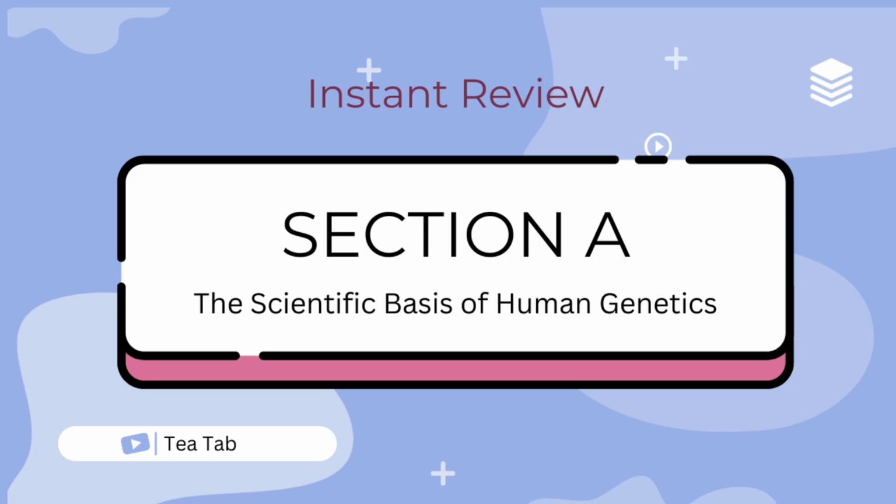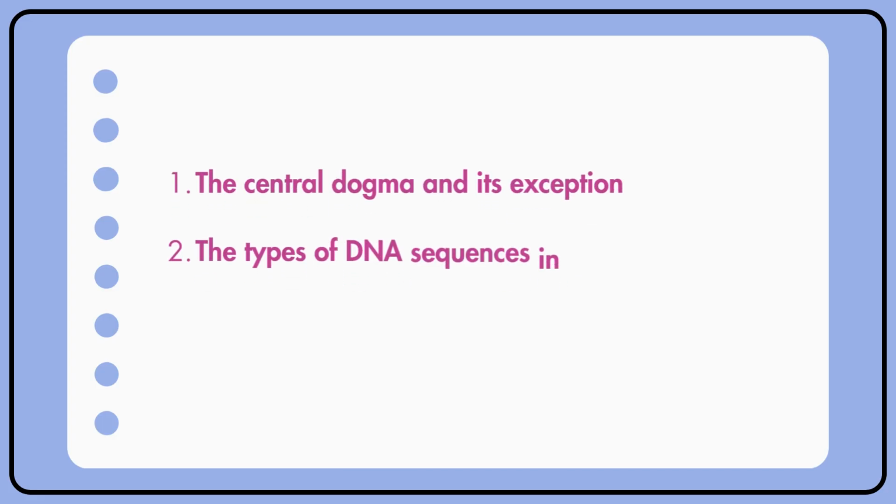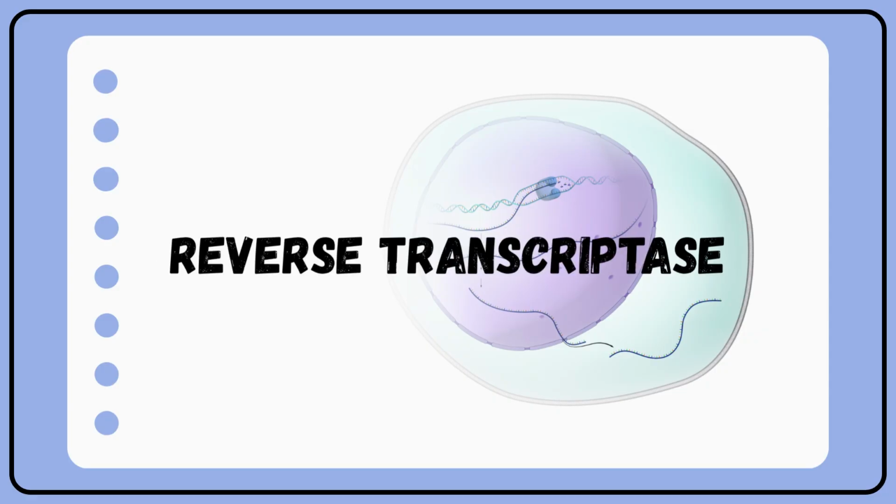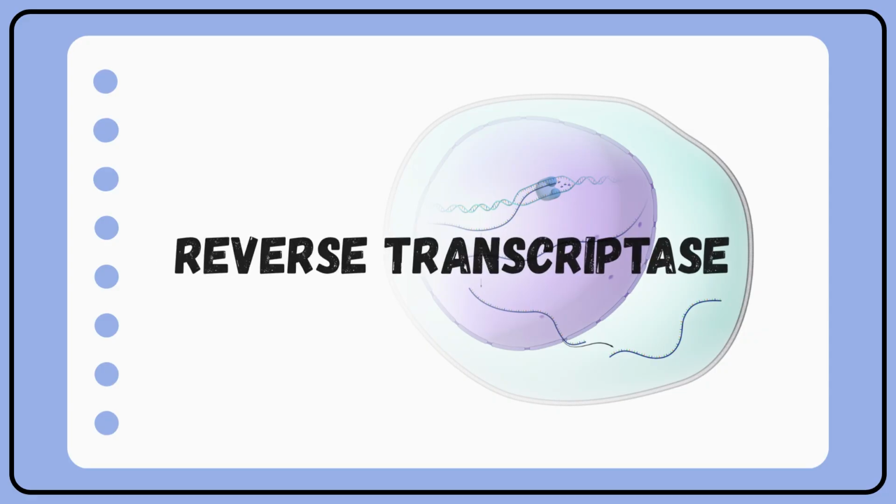Hello everybody and welcome back to Instant Review. Today what we'll go through step by step are the central dogma and its exception, different types of DNA sequences in the human genome, and finally mitochondrial DNA. Let's get started with the central dogma and RNA-directed DNA synthesis.